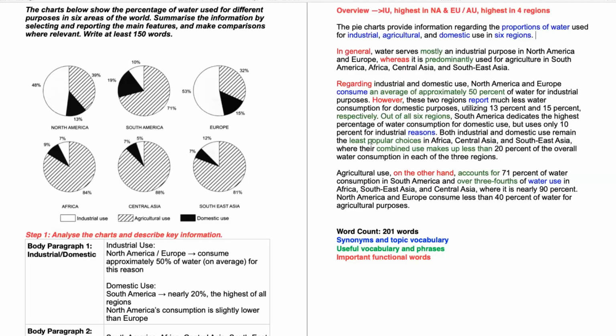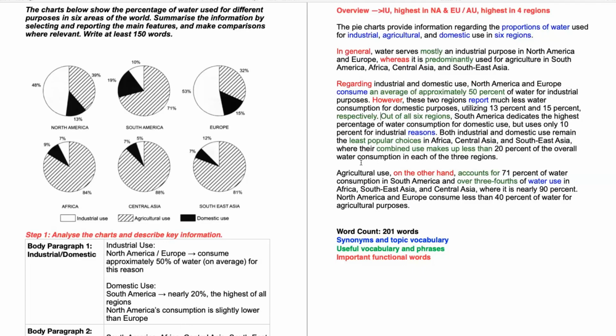Now looking at body paragraph 1, it says, regarding industrial and domestic use, North America and Europe consume an average of approximately 50% of water for industrial purposes. However, these 2 regions report much less water consumption for domestic purposes, utilizing 13% and 15% respectively. And respectively is a great term. I've put it here in green because we're talking about North America and Europe. We don't have to repeat those words. So I know that 13% pertains to North America and 15 to Europe, just like we looked at here.